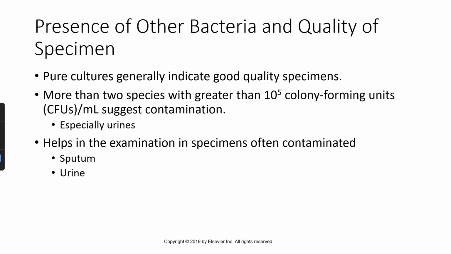The presence of other bacteria and the quality of the specimen. Pure cultures generally indicate good quality specimens. More than 2 species with greater than 10^5 colony-forming units suggests contamination, especially in urines. This helps in the examination of specimens that are often contaminated, such as sputum and urine.